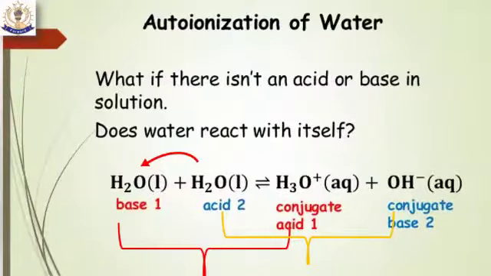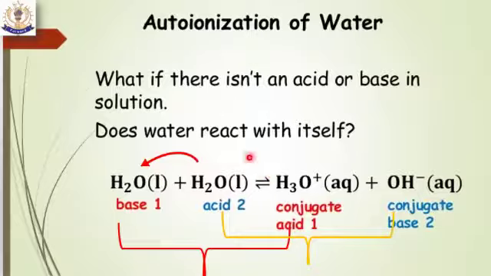Till now we have studied that an acid, when dissolved in water, produces hydrogen ion, and a base, when dissolved in water, produces hydroxyl ion. What if there isn't an acid or a base in a solution or in water? Does water react with itself? So the answer is yes. Two water molecules react with each other and this is called autoionization of water.